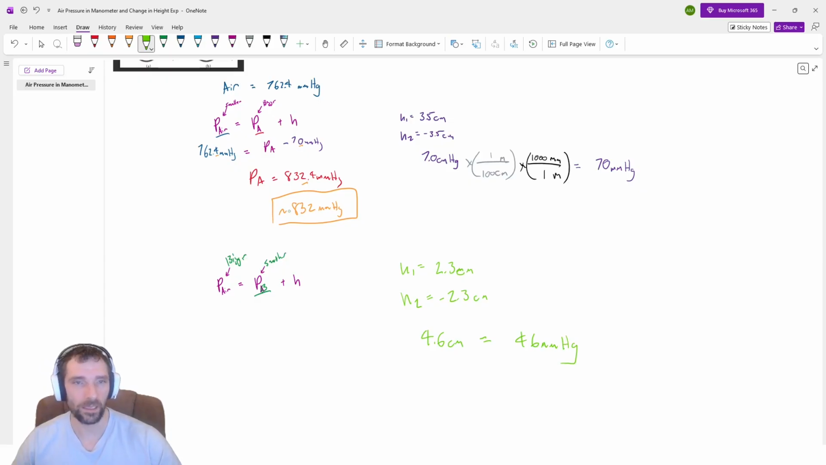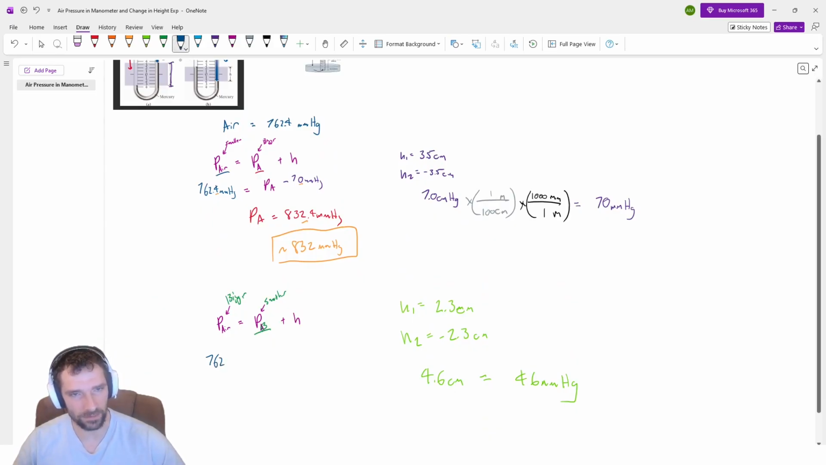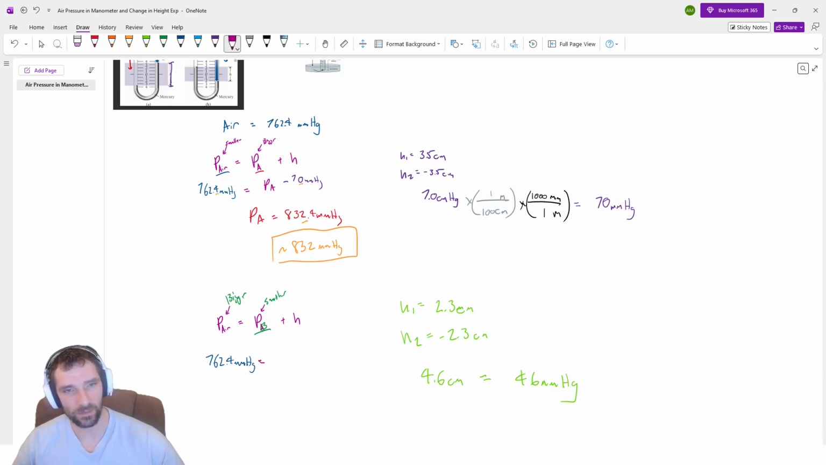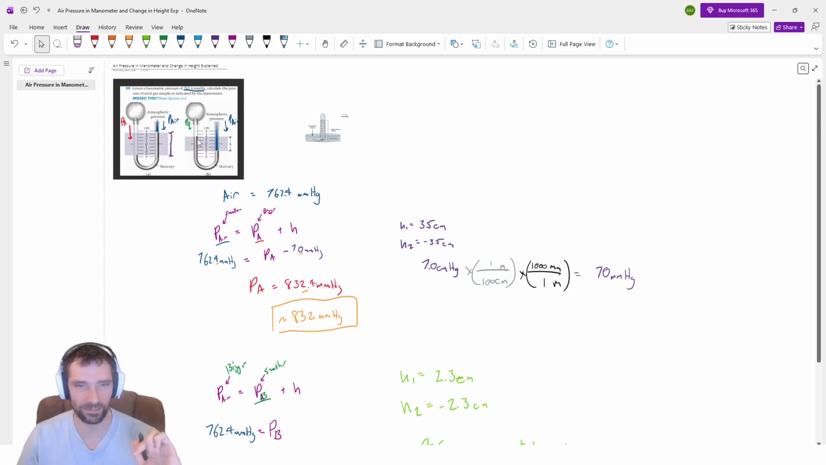Now we were looking at this where we wanted to have these values add up in a way where we've got the 762.4 millimeters of Hg, and we've got this smaller number here, which is going to be the pressure of B, and then we've got the height value. In this context, it should be increasing the number. So this might actually not be the correct way of relating this formula.